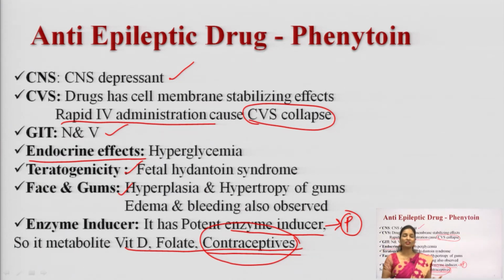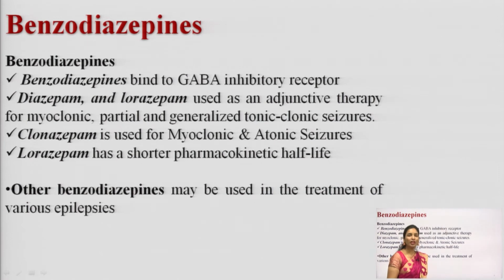So, this is the caution you have to keep in mind while you are taking potent enzyme inducers: which drugs you have to take and which drugs you should not take. And if I am talking about the benzodiazepines, benzodiazepines are the drugs which act on the GABA-A receptor and open the chloride channel. By opening of this chloride channel, it causes hyperpolarization and it is used in epilepsy.